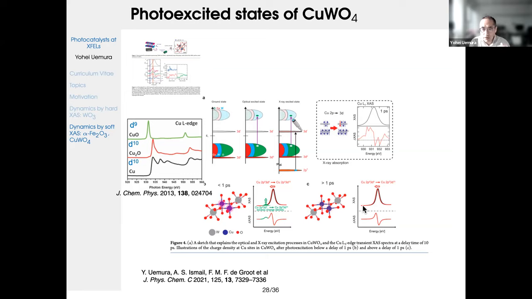That's our interpretation. In principle, our conclusion is that the copper was not affected by the photoexcitation, and will not directly receive the photoexcited electrons. However, it observes the photoexcited state of tungsten trioxide. So we use the copper as a spectator of the photoexcitation in copper tungstate.